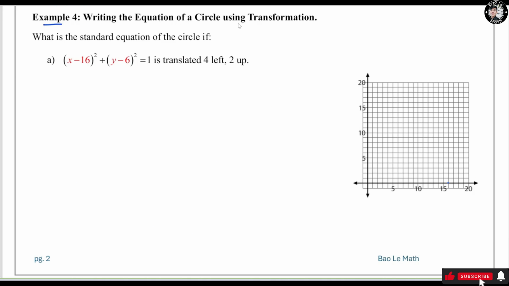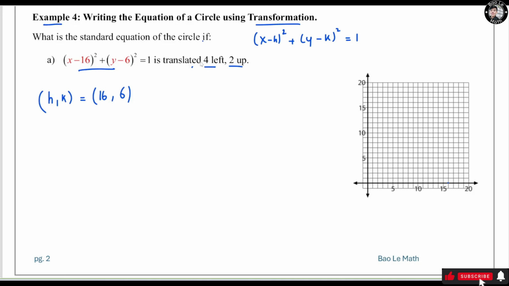Now example number 4. Write the equation of a circle using transformation. What is the standard equation of the circle if this guy is translated 4 units left, 2 units up? Alright, so the first step you need to do is to identify the center h and k. So h equals 16 and k equals 6. Remember the standard form is (x minus h) squared plus (y minus k) squared equals 1, right?